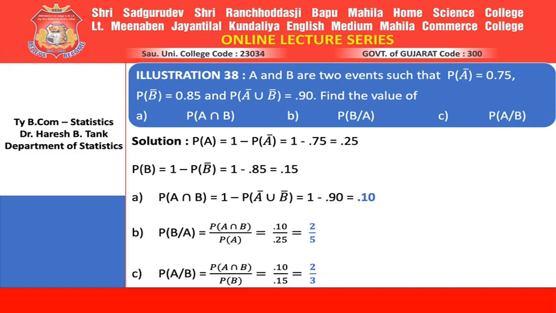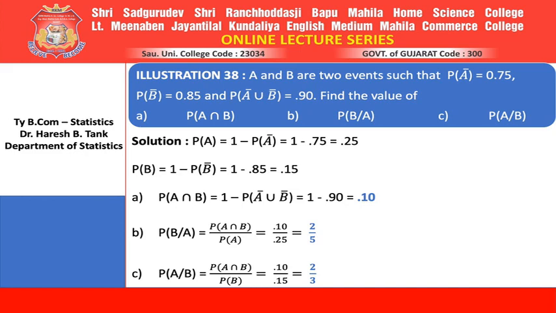Third one, probability of A where it is given that B already occurred. Probability of A intersection B divided by probability of B. It comes by formula. Both the probabilities are known to you. 0.10, 0.15. Just make a ratio of those two and that ratio becomes 2 by 3, and that becomes the answer of C. Is it clear? I hope everything is clear.